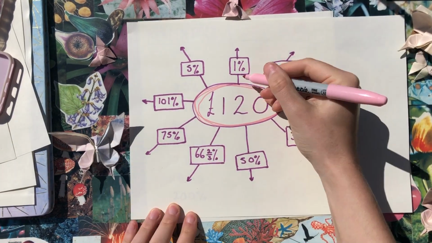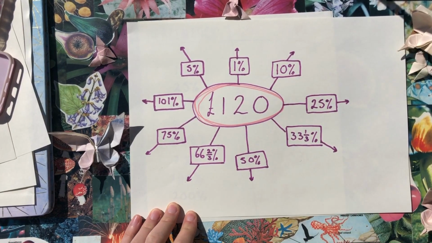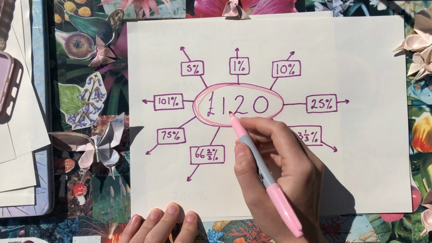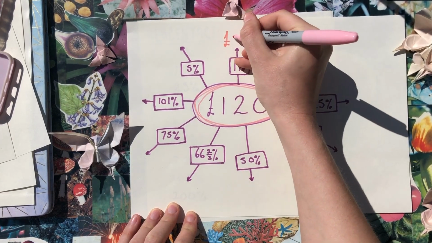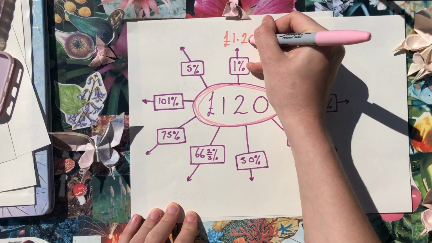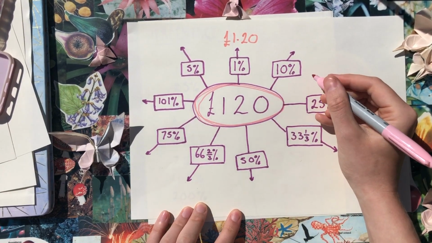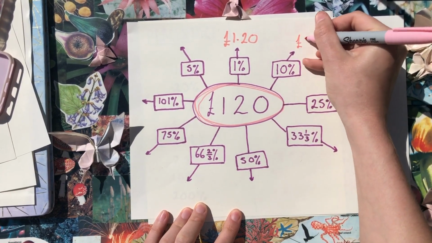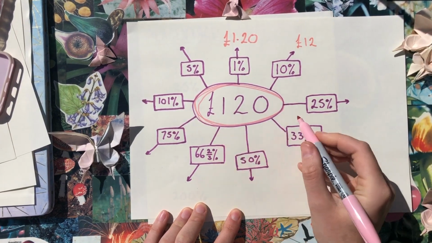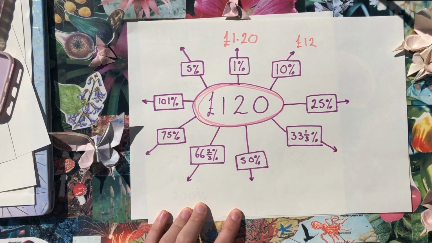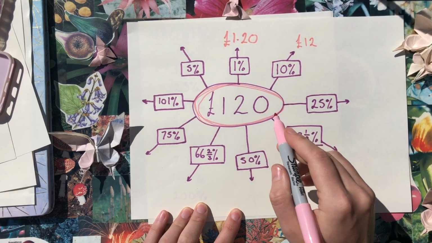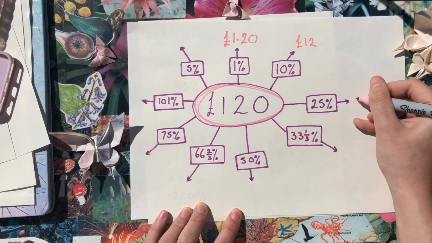Okay, let's do this. 1% of 120. How do I find 1% again? I divide by 100. Ooh. So that's going to be £1.20. Don't forget those pound signs. For 10%, I'm dividing by 10. A nice even £12. 25% is 1/4, so I could half it and half it again. So half of it would be 60, and half that again would give me 30.